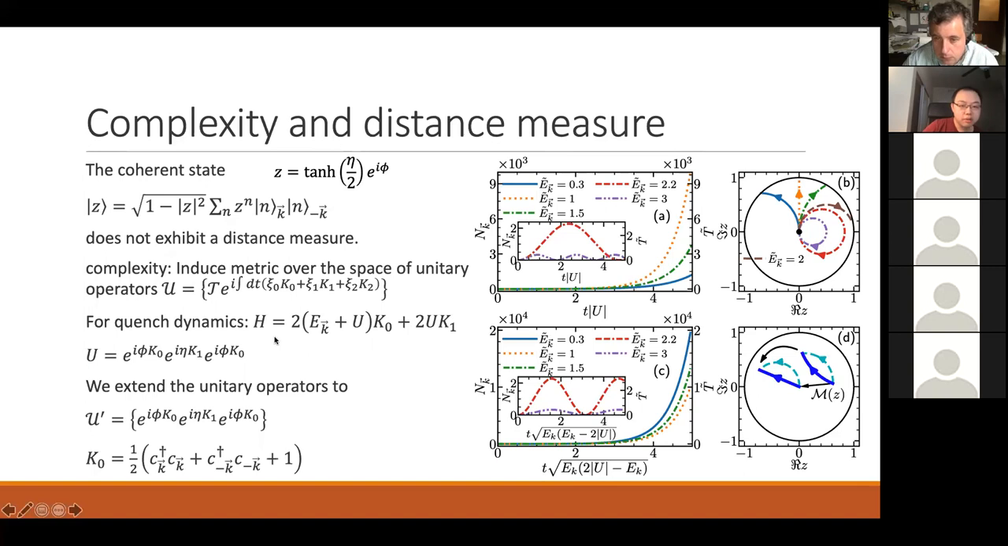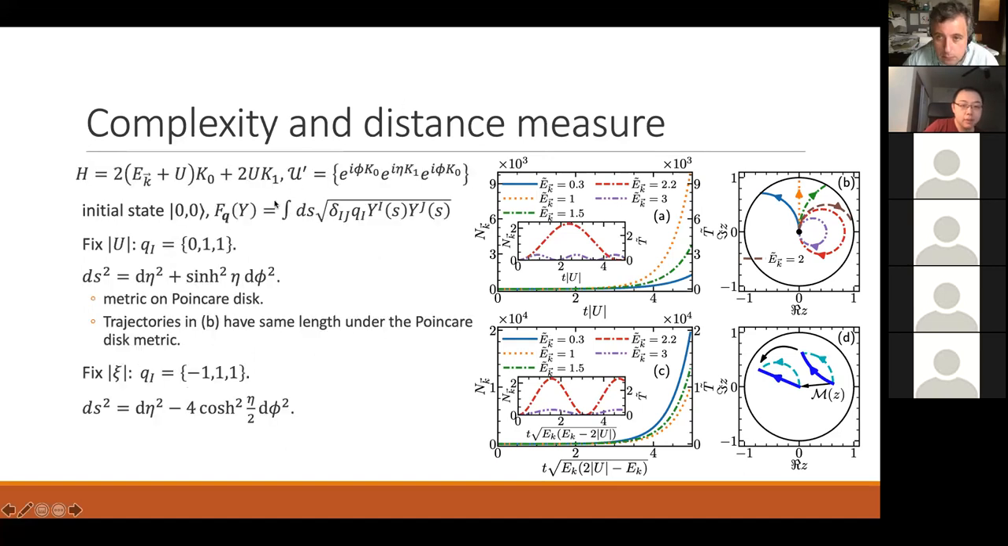This unitary operator actually gives us a parametrization of the coherent state on this quantified disk. And the parametrization is given by this phi and eta. So given this parametrization of the unitary operators, we are computing this complexity by setting the reference state as a two-mode vacuum, and the unitary operators as all unitary operators parametrized by this phi and eta, and then we need to define our cost function. So for fixed U, the cost function should be defined by Q0 equals zero, Q1 equals one, and Q2 also equals one. The reason for Q0 equals zero is that U is fixed, but my E_k can change arbitrarily.